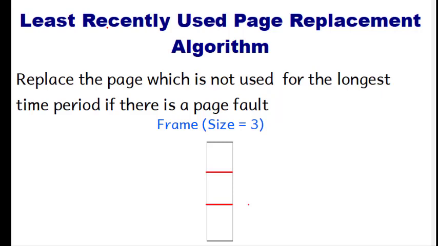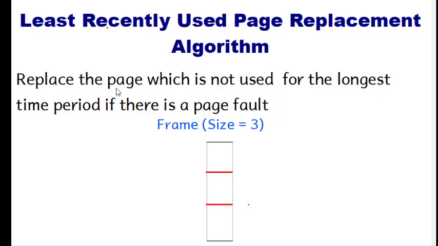Today we'll be doing the least recently used page replacement algorithm. In the last video we did the first in first out page replacement algorithm. So we need to replace the page if that page is not found in the frame. So this is another strategy in which we have to replace the page using this strategy called least recently used. So how does this strategy work?